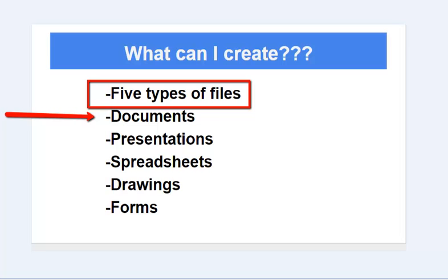Before we start creating documents, let's take a step back and discuss what kind of files you can create in Google Drive. There are 5 types of files you can create. These files are documents, presentations, spreadsheets, drawings, and forms. Today, we will only focus on creating and sharing documents. However, if you ever had an assignment where you had to do a group presentation, Google Slides is an excellent source for collaboration on that group presentation. For further details on creating and sharing presentations using Google Slides, check out the tutorial posted on the library's homepage.